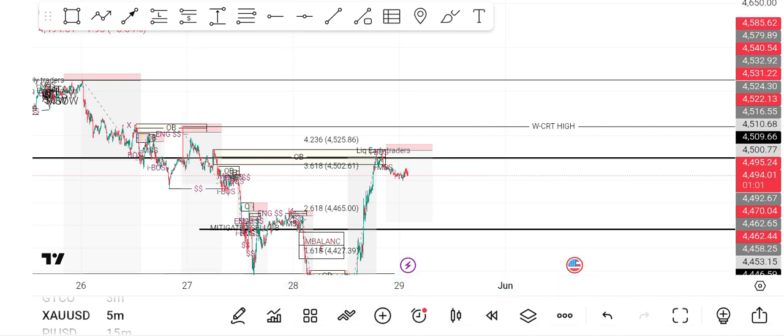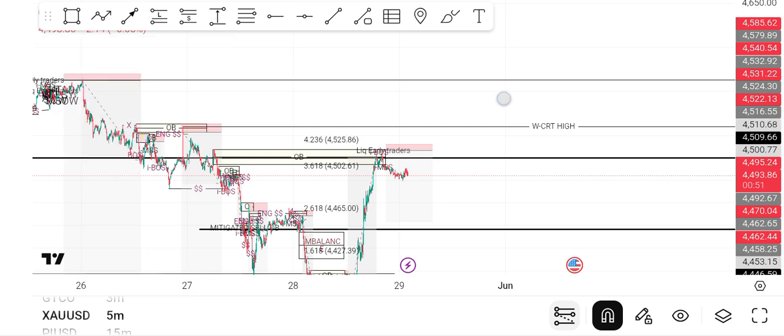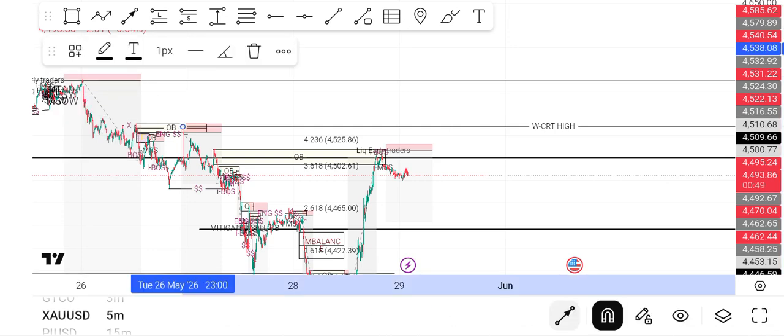So for now, that is all I can say. And besides that, around this area here, you can see that there is open price action. So you can take this and probably go fill this area and drop again. So that's it for now.